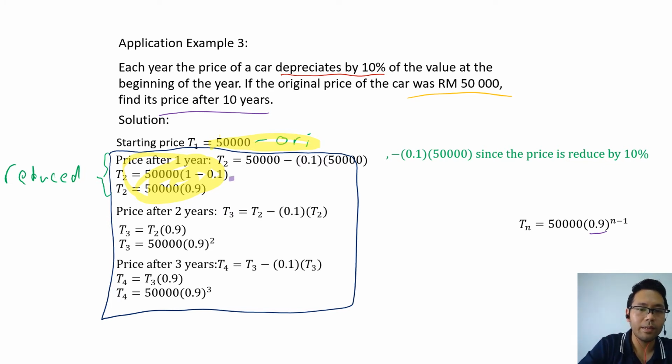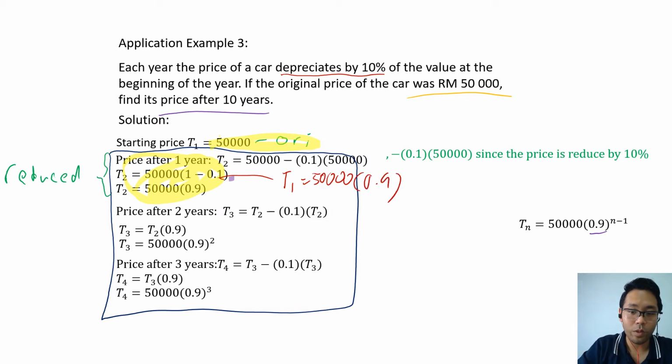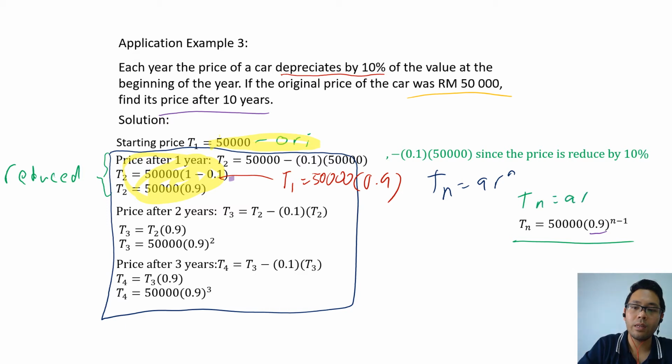I don't like to do it, but I'm just telling you there's another way. You can write down T1 as 50,000 times 0.9. But if you do it that way, your formula of Tn will be A R^n, where you are more used to this one that we got here, where Tn is A R^(n-1). I'm just telling you there's another option. So I'm not really preferring to use the other option. I prefer to write down where the reduction is at T2. Okay, I'm not telling you it's wrong. I'm just telling you there's another way.